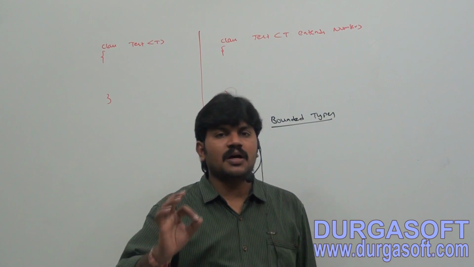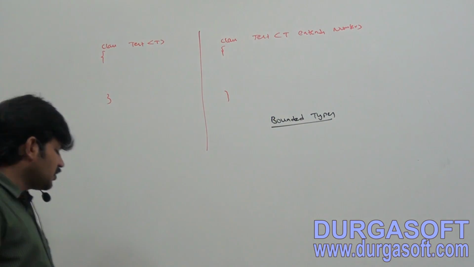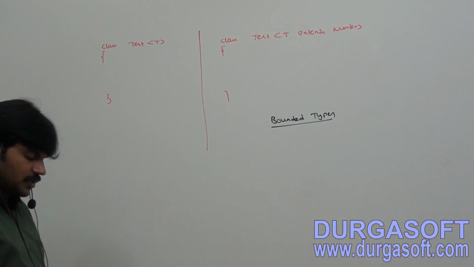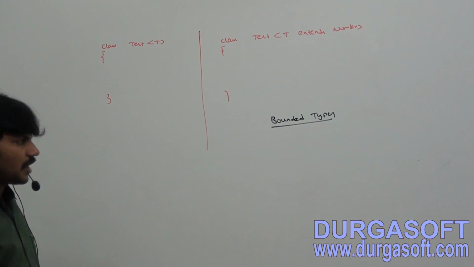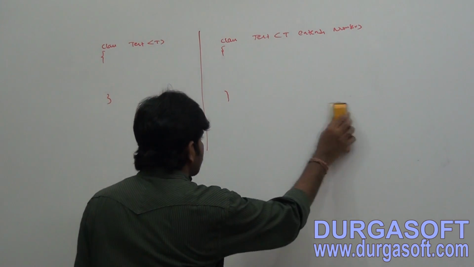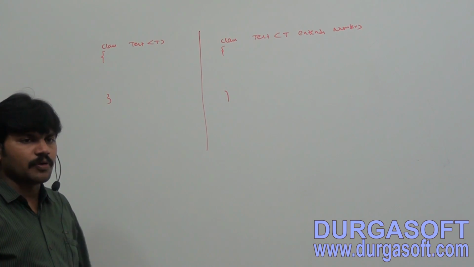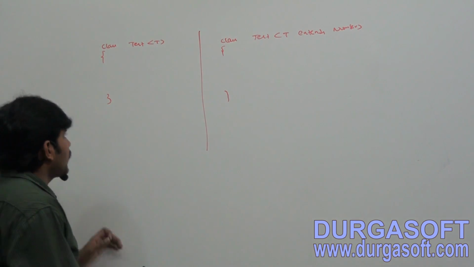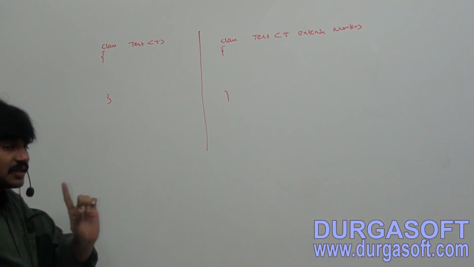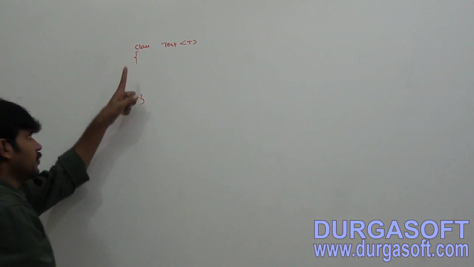Such types are called bounded types. Okay? Just an example, one minute. Better to take this one first.